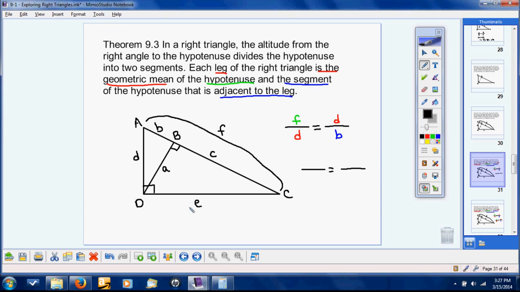Now you're probably saying, wait, there's another leg, and there is. That's why I have a second proportion set up here. E is also a leg, so it is also a geometric mean. So you're going to put E here and here. And the hypotenuse is F, so that will still go up here. But the side adjacent is C. So that will be the other equation that you get out of this particular theorem. So here we have F over D equals D over B, and F over E equals E over C.